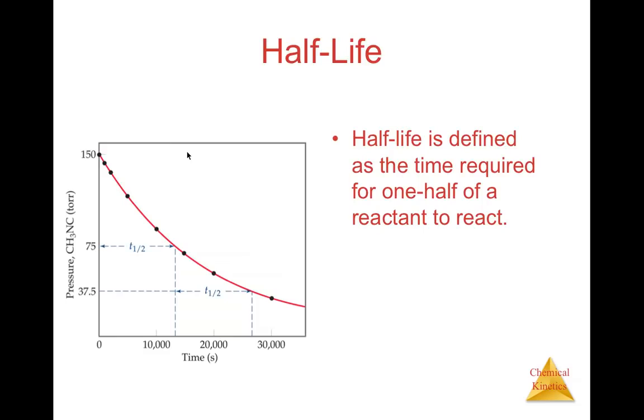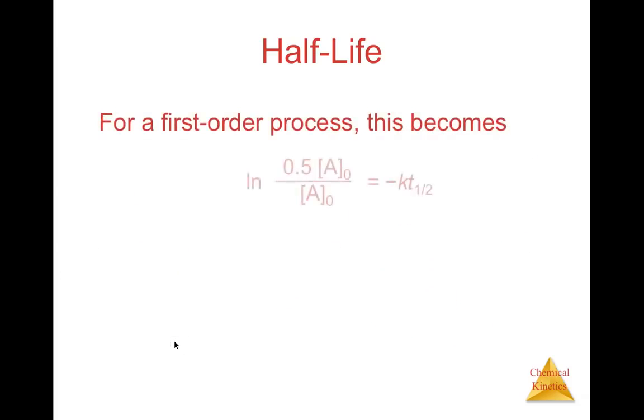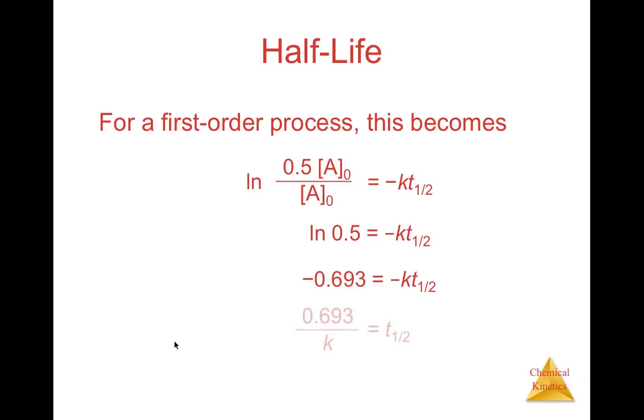You can find the half-life of a first or second order process, and it's defined as the time required for 1/2 of the reactant to react. And you can see if we start with 150, when we get down to 75, that amount of time right there is called the half-life, the amount of time it takes until you have half its amount left.